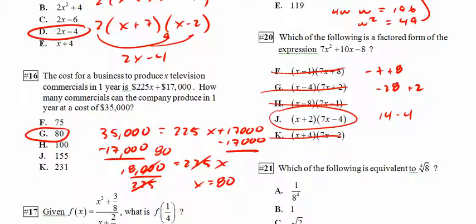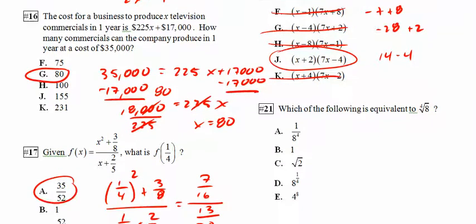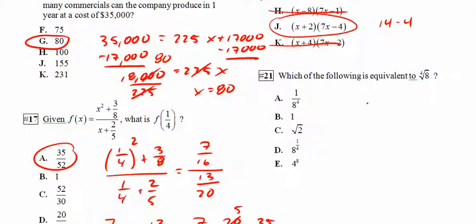You can also factor it. I do it by grouping, but either way it gets it done. Which of the following is equivalent to the 4th root of 8? That's just 8 to the 1/4. That's just the way it's written.